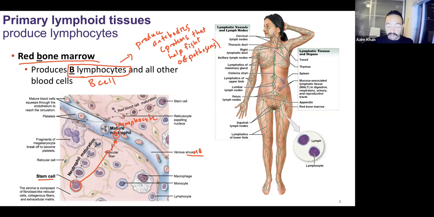And I just want to remind you that we have seen the histology of red bone marrow. You've got your stem cells and you've got your megakaryocytes. Where's megakaryocyte? There we go. Got your megakaryocytes. So that will be important to identify.